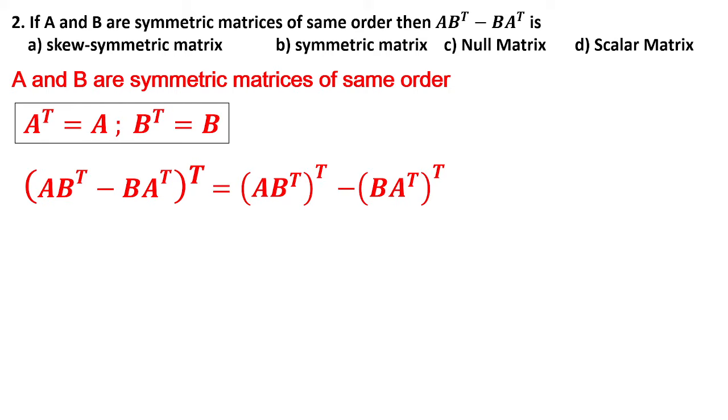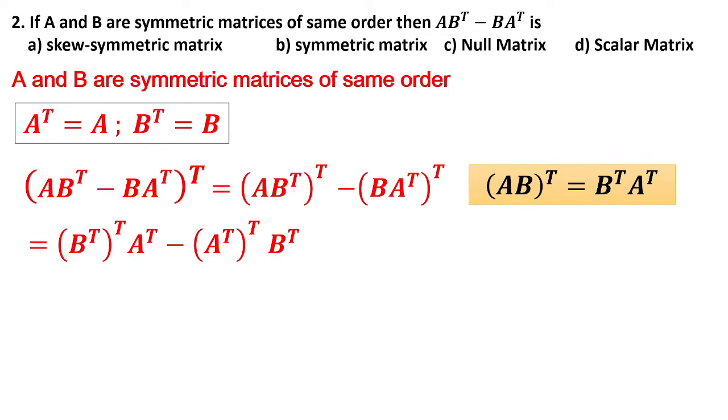Using the property, it is the transpose of the first term minus the transpose of the second term. Now let us recollect the formula for transpose of a product: AB transpose is B transpose A transpose. Therefore, B transpose the transpose into A transpose minus A transpose the transpose into B transpose. Use the given condition that A and B are symmetric. Therefore, you will get BA transpose minus AB transpose. When you take the minus sign outside, it comes like this.